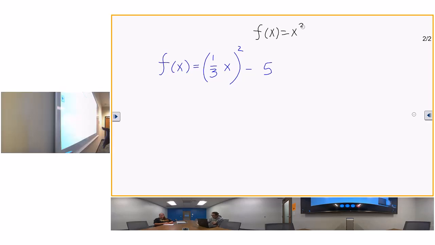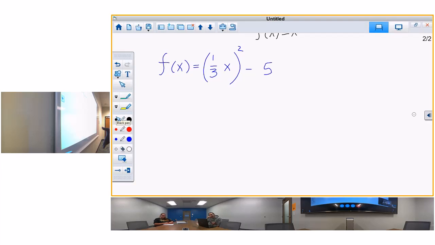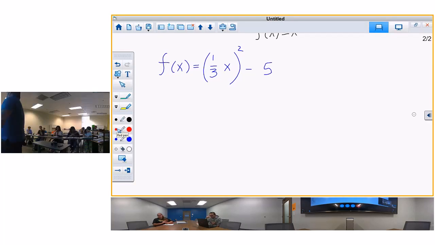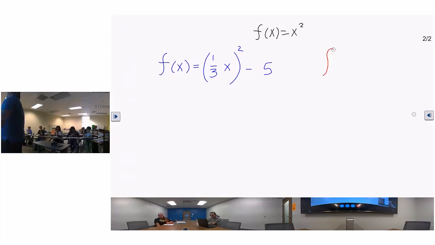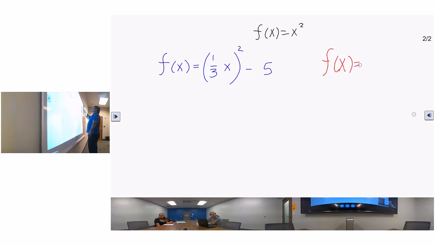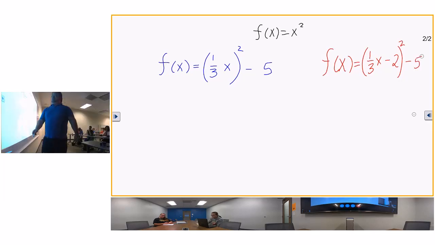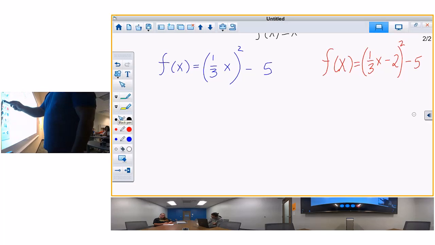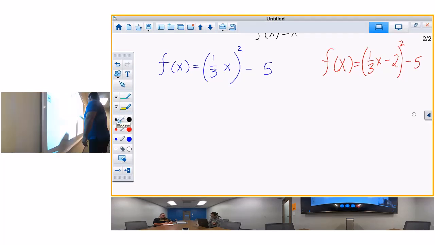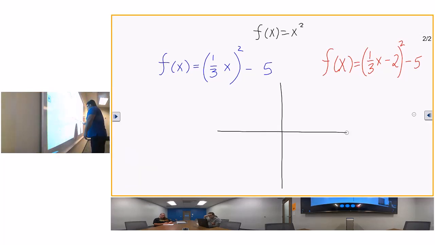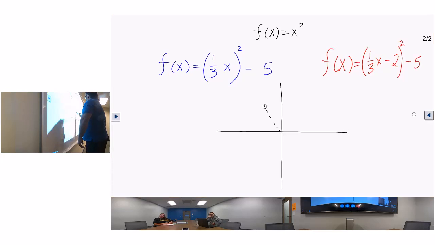Quit. And that's good. Yeah, just quit. f of x is equal to 1/3 x minus 2 quantity squared minus 5. Now, I'm going to draw my parent graph. That's x squared. There is my parent graph.